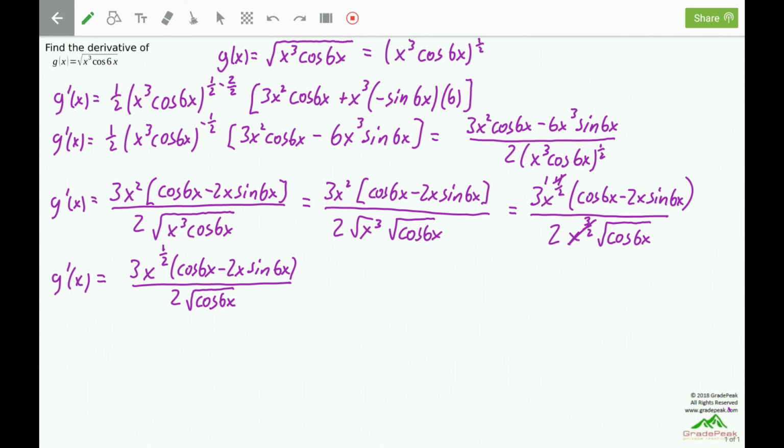The only other thing that we can do is that x to the 1/2 in the numerator can be rewritten as the square root of x. So let's rewrite it that way. Other than that, everything else will stay as is, including the denominator here. And there's our derivative g prime of x.